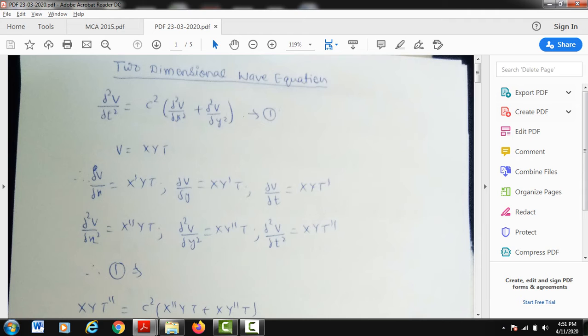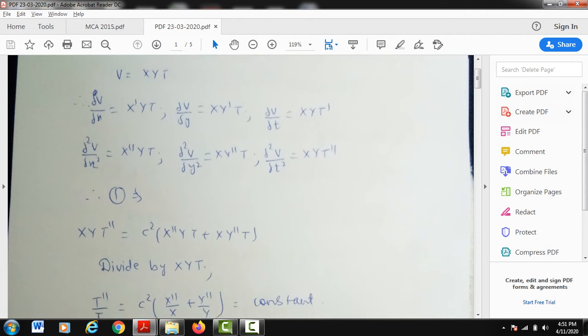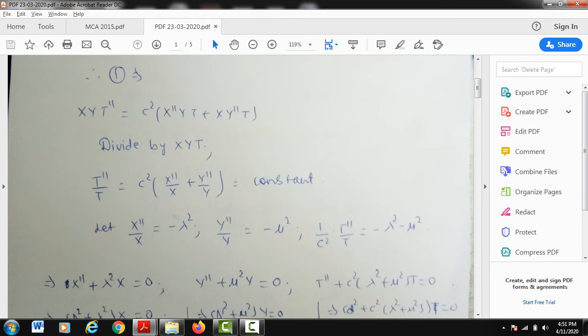Now the factors which I require in equation number 1, I'll calculate from here and put into the first equation. So I will firstly evaluate ∂v/∂x, then ∂²v/∂x². So ∂²v/∂x² comes to be X''YT, because whenever we are partially differentiating with respect to x, I will take y and t as constant. Then I will evaluate ∂²v/∂y², which is given by XY''T, and ∂²v/∂t² is given by XYT''. Now I will put all these values in equation number 1.